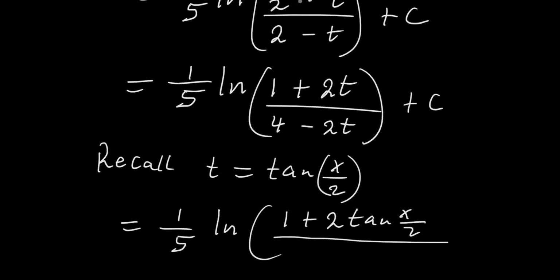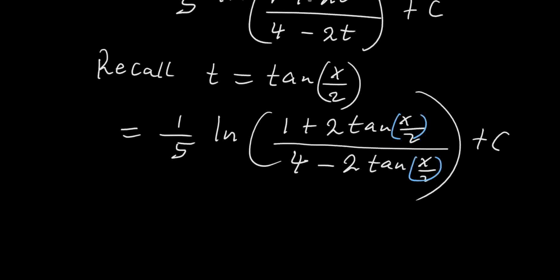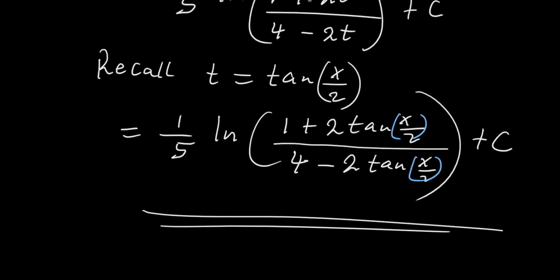over 4 minus 2 tan x over 2. We can still put this in parentheses, x over 2, x over 2. So, plus c. So, this is the final answer to this question. And I hope it makes some sense.